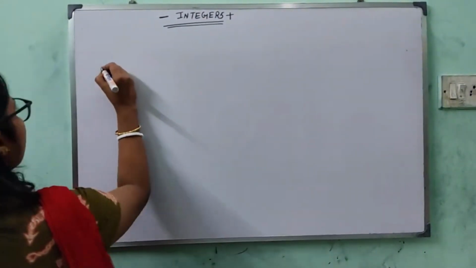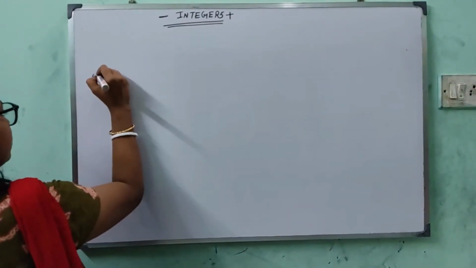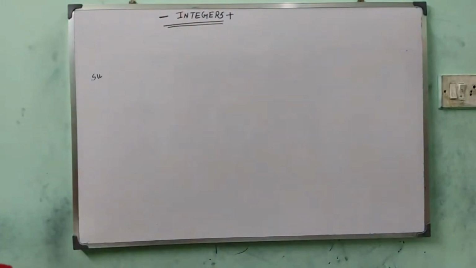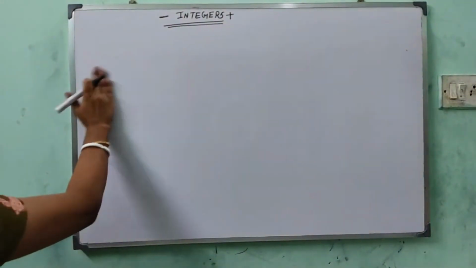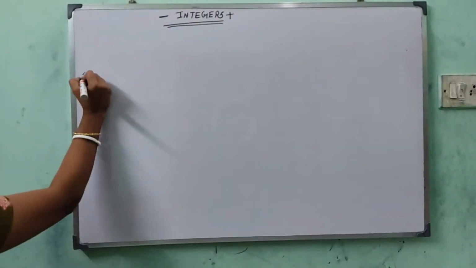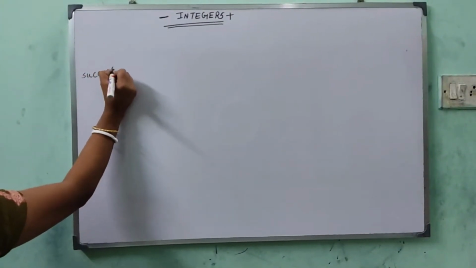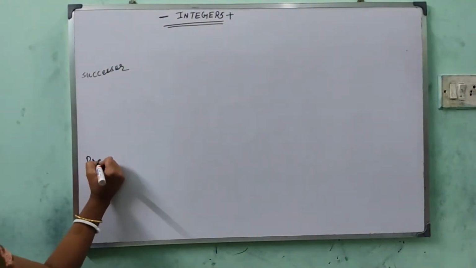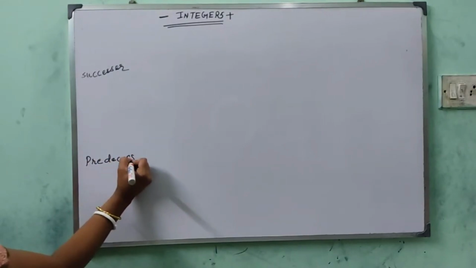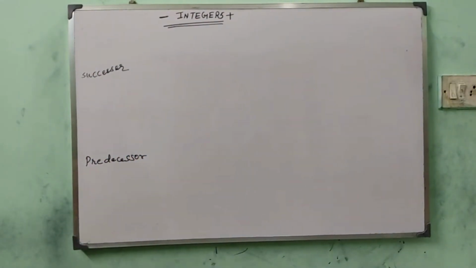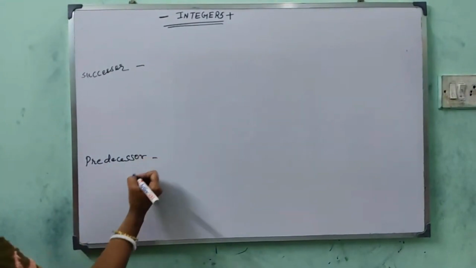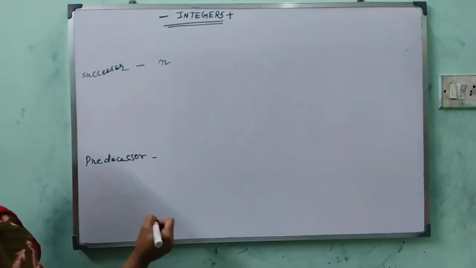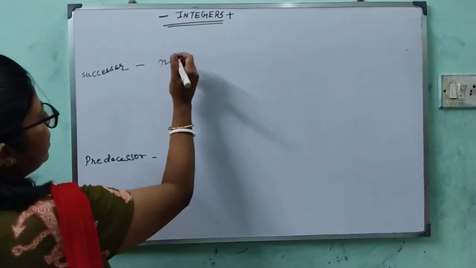Okay. Now we are coming to the next topic, that is your successor, and the next is predecessor. Okay, so first is successor and the next is predecessor. Now successor, we know, we have been doing successor, that whenever we are given a number n and we are asked to find the successor of n, we do a plus 1.